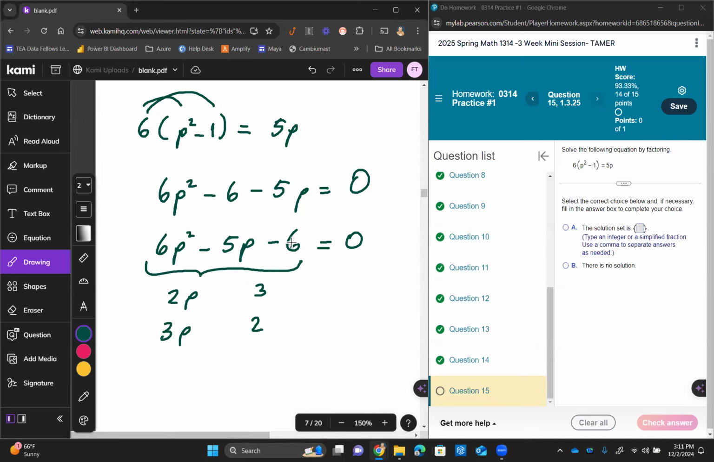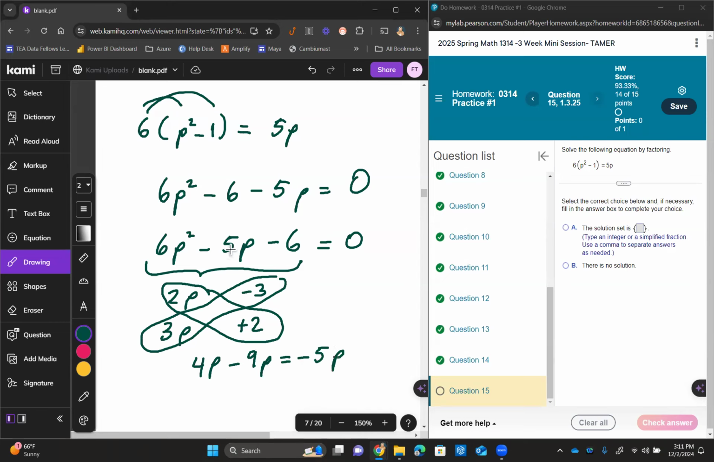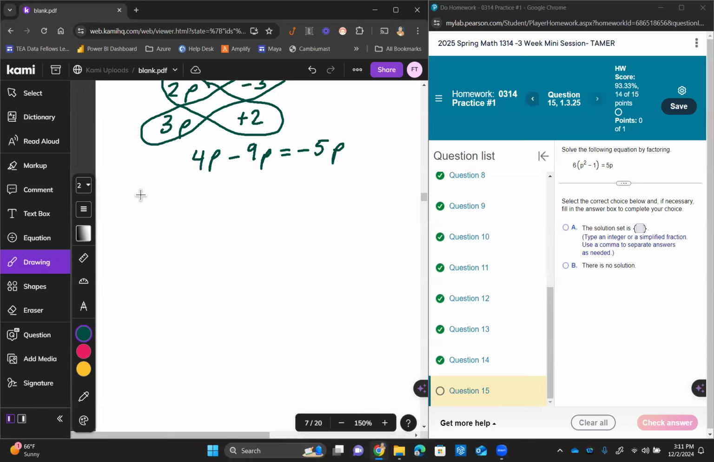Since this is negative 6, I'm going to make this a negative number, make this one a positive number. So when I multiply them, it's still a negative 6. But we have to again do what we have been doing. Multiply these two. It's a positive 4p. Multiply these two. That's a negative 9p. So when you combine them, their sum is negative 5p, which is in the middle. That means we were able to get the correct factors. So one factor we need is 2p minus 3. And the other factor I need is 3p plus 2. And this is equal to 0.